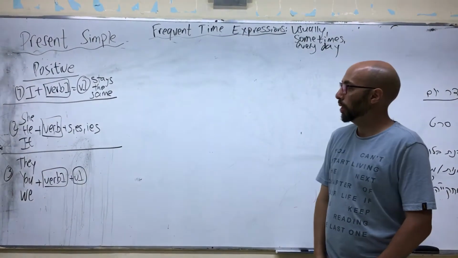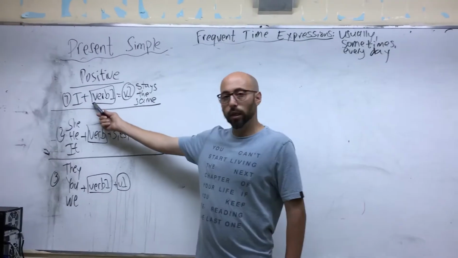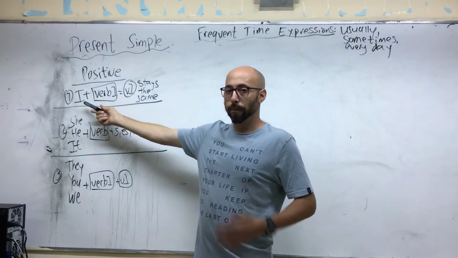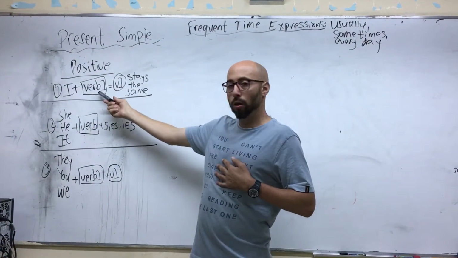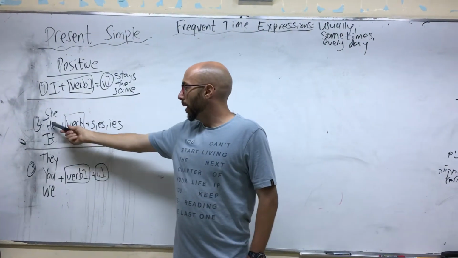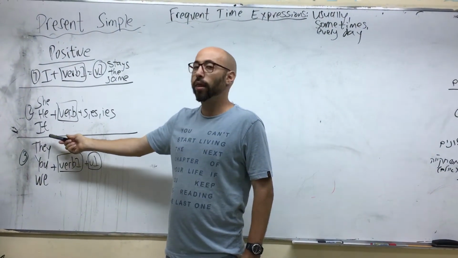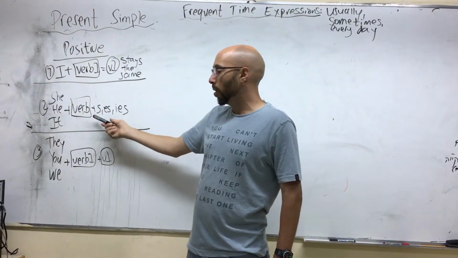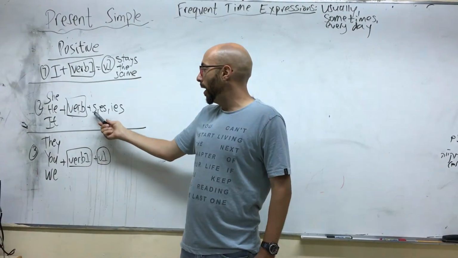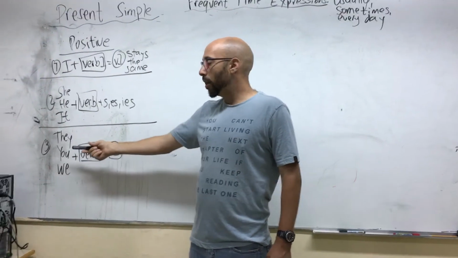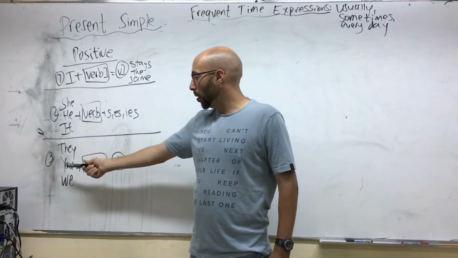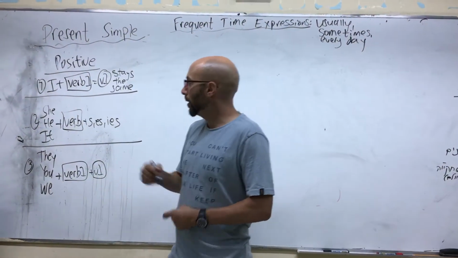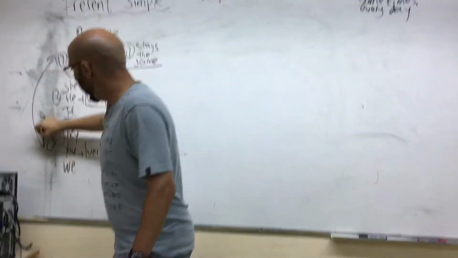Now, how do we learn this? We have to know the three bodies: the first body, the second body, and the third body. The first body is I, where the verb stays the same. The second body is she, he, and it. Anything in the singular, where we take the verb and add an S, or ES or IES, according to the spelling of the word. And the third body refers to plural, where we take the verb and leave it as it is, which is exactly the same, by the way, as the first body.